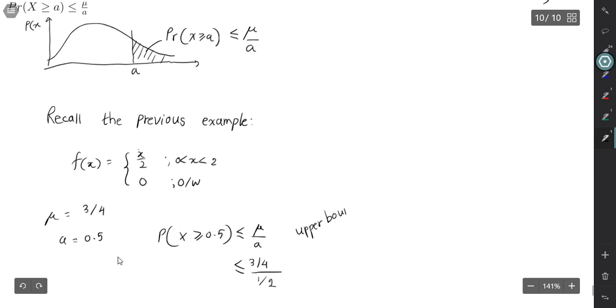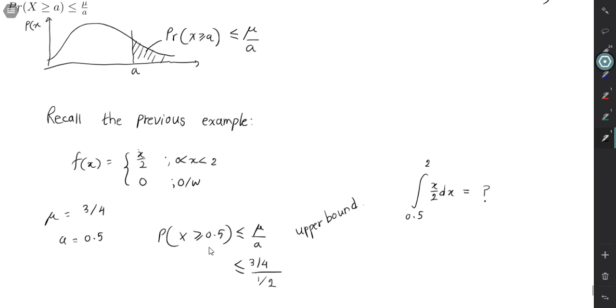Markov's inequality will give you an upper bound for a certain probability. If you want to find the exact probability that x is greater than 0.5, you can integrate your function and find the exact probability. I'll leave it as an exercise. Find this and see whether you get a value that satisfies this inequality. The value you get here should be less than the bound from Markov's inequality.